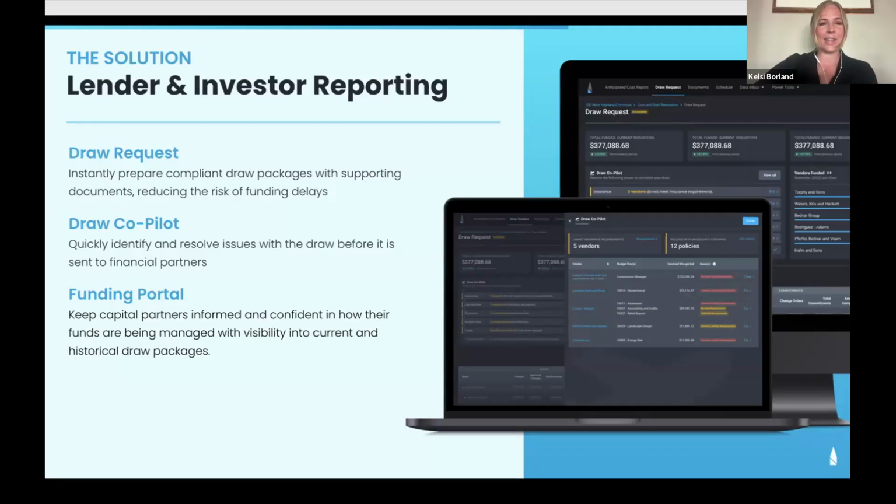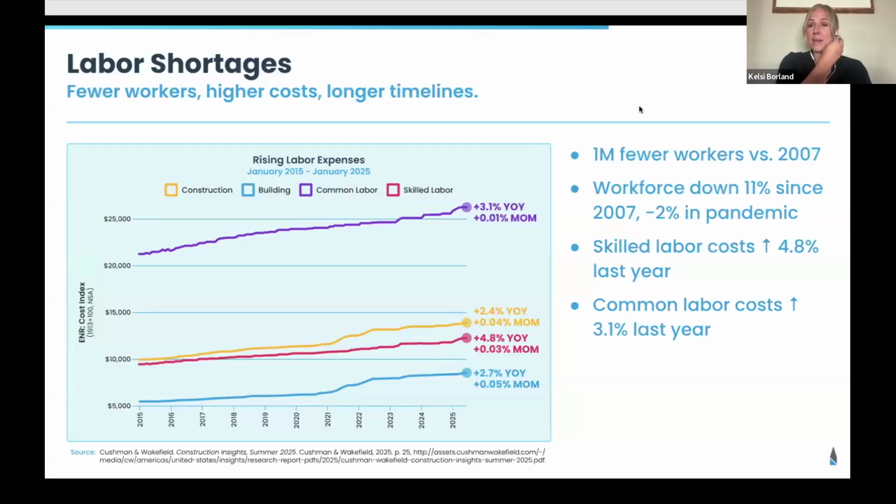Thanks, Haley. I think those are so exciting because in my reporting I hear so many lenders saying that they want to be a partner with the developer. And when you can so easily make them a partner by sharing this documentation, I think that's a real winning strategy. So thank you. Next risk is labor shortages.